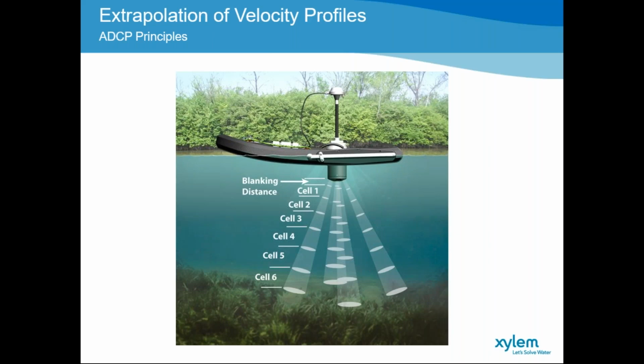Along the transducer beams, a number of cells are set either by using an automated process or manual configuration. So the cell size can be either automated or manual. Then, using a process called time gating, we can determine the distance along the beams to the cells and then measure the velocities for each cell, as well as the total depth.